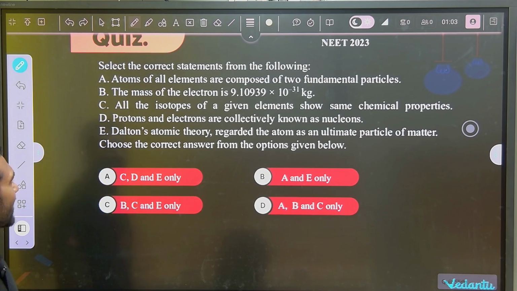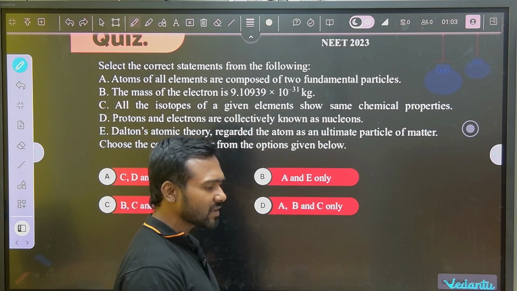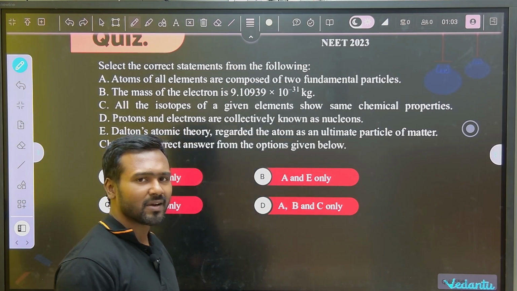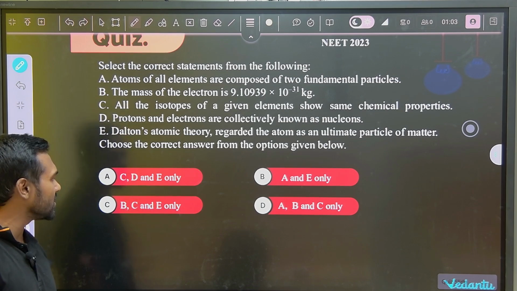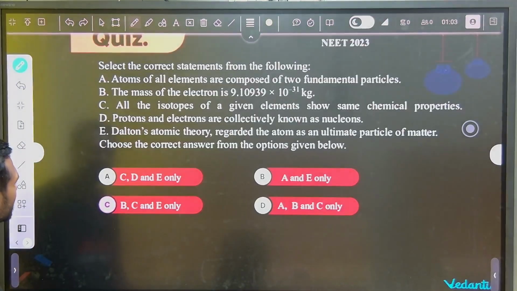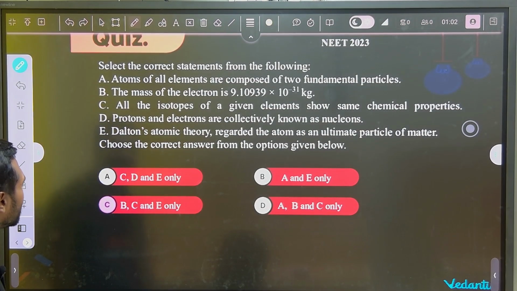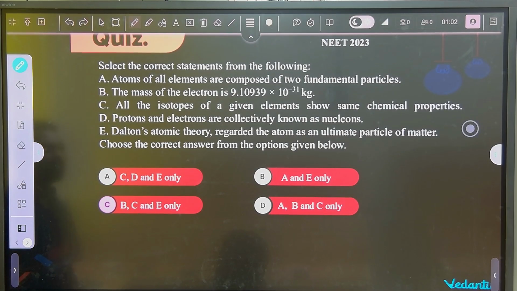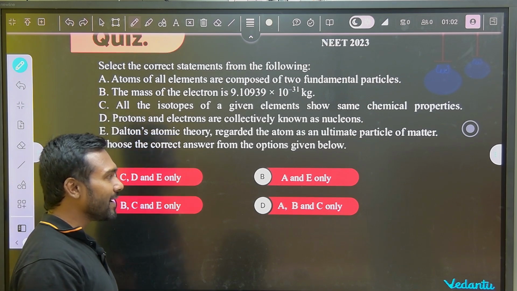So eliminate D. And all the elements are composed of only two fundamental particles? No, there are three fundamental particles: electrons, protons, neutrons. So obviously A is also wrong. So A should not be there and D should not be there, which means the answer will be B, C, E. So B, the mass of the electron, is correct, and C, all the isotopes, since atomic number is same, the chemical properties are also same. Next, E, Dalton's atomic theory regarded the atom as an ultimate particle of matter.